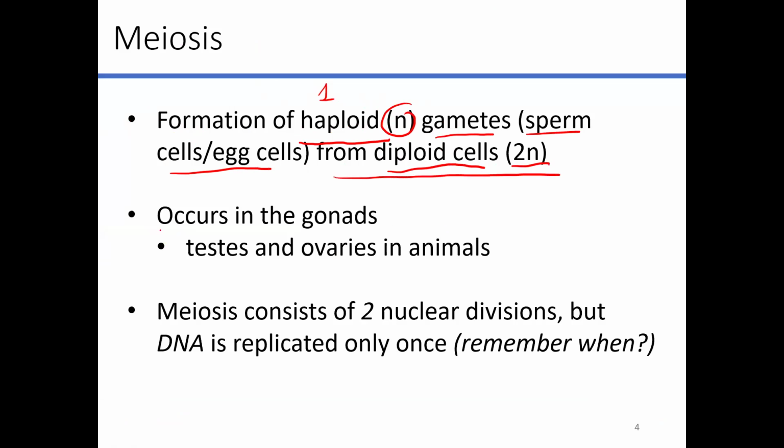So where does this happen? This is going to occur in the gonads, and in this case, it's going to be the testicles and ovaries in animals. Meiosis is going to consist of 2 nuclear divisions. Remember, meiosis 1 and then meiosis 2.